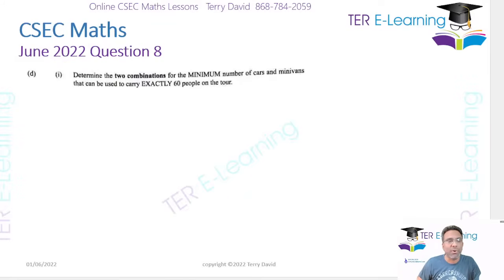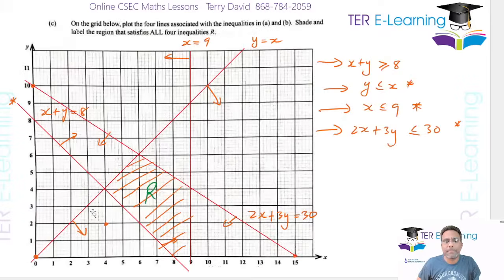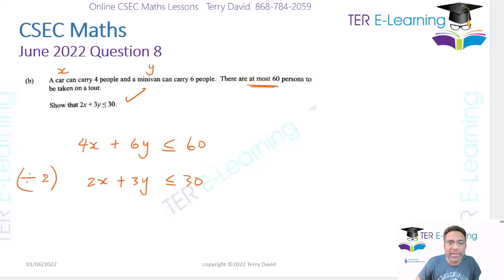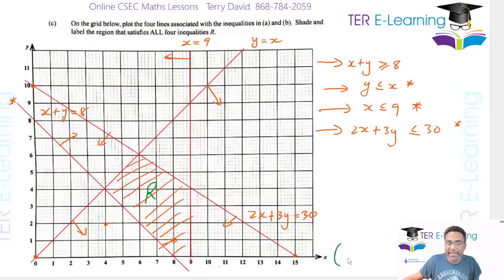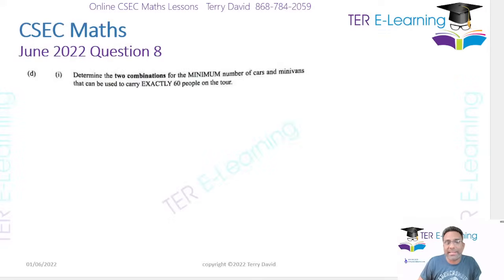Right, so remember, X is cars. Make sure that is X. Yeah, X is cars. So this here is your cars, right? And this here is minivan. Right? That's what those 2 things are. Now, to find out what they're talking about here, we need to look at these values here. You have 4 different things here, right? And we want exactly 60 people, right? So determine 2 combinations that will give us that.